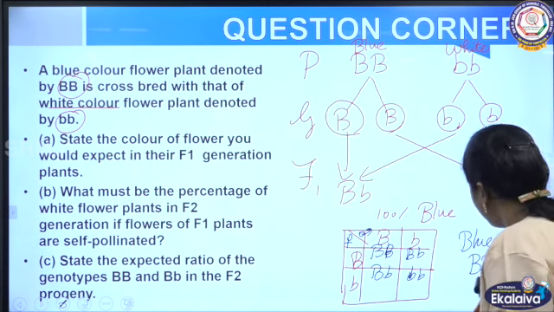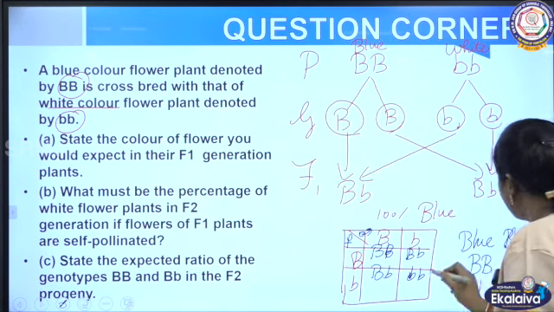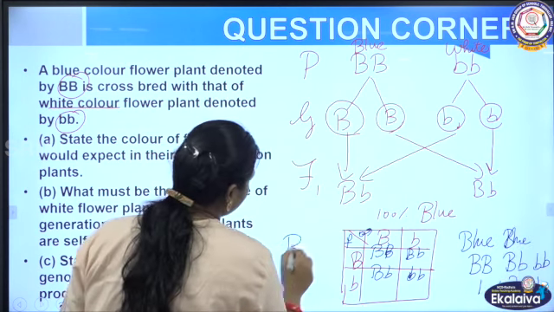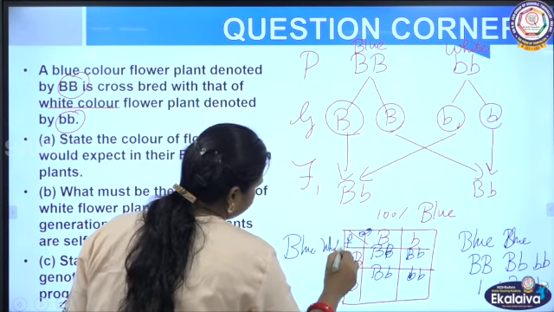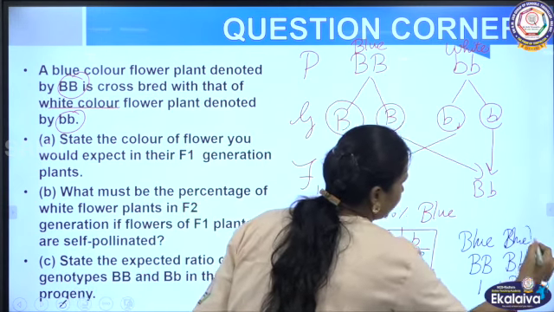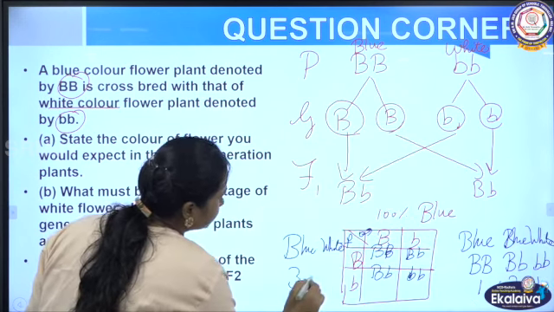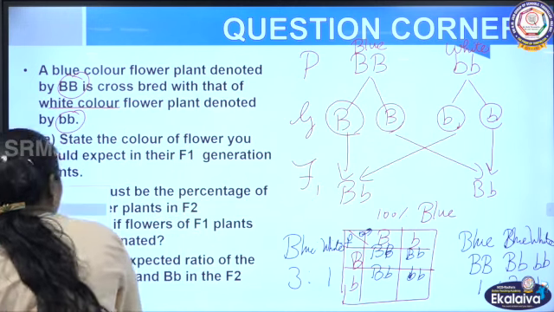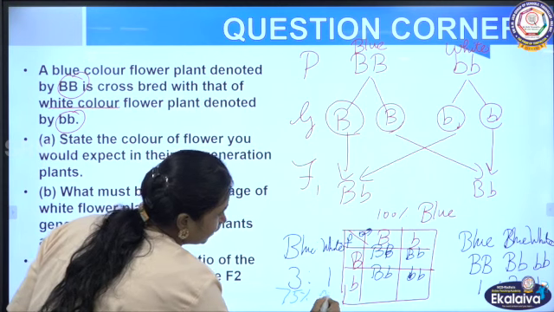So how many capital B? 1. How many capital B, small b? 2. How many small b? 1. Then the color will write phenotypic ratio, blue and white. So this is white. So how many blue? 3:1. I told you to write the percentage also. So what is the percentage? 75%, 25%.